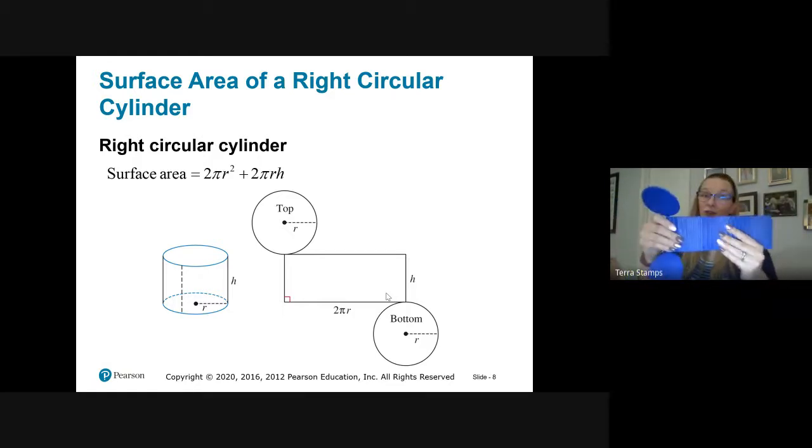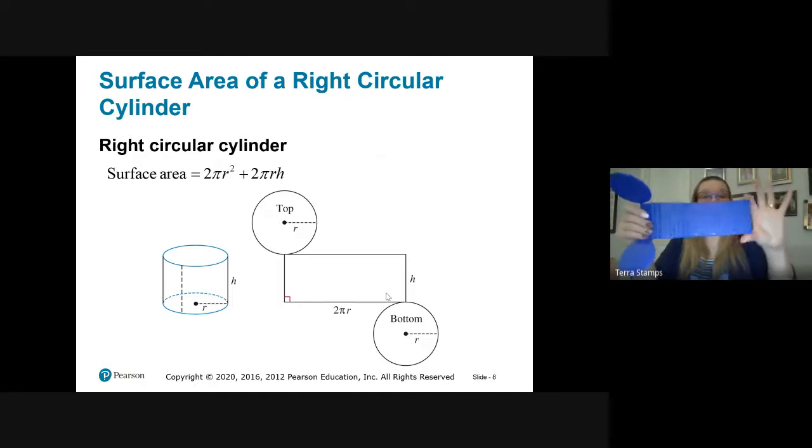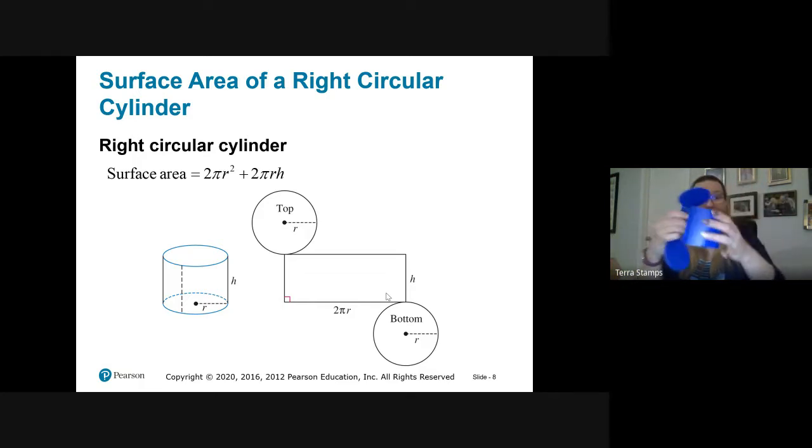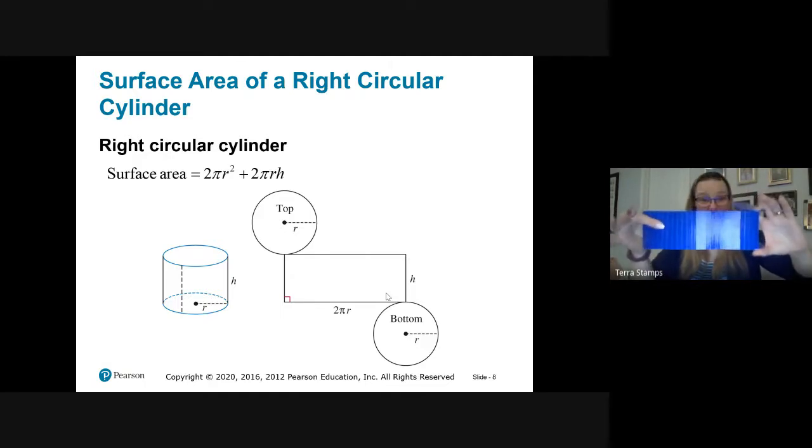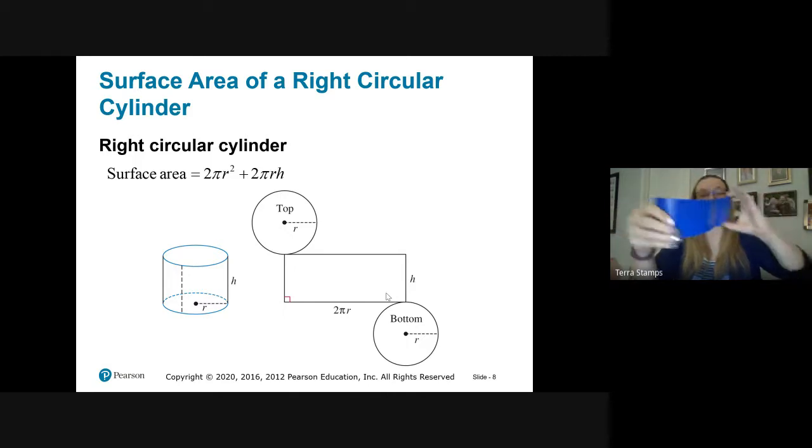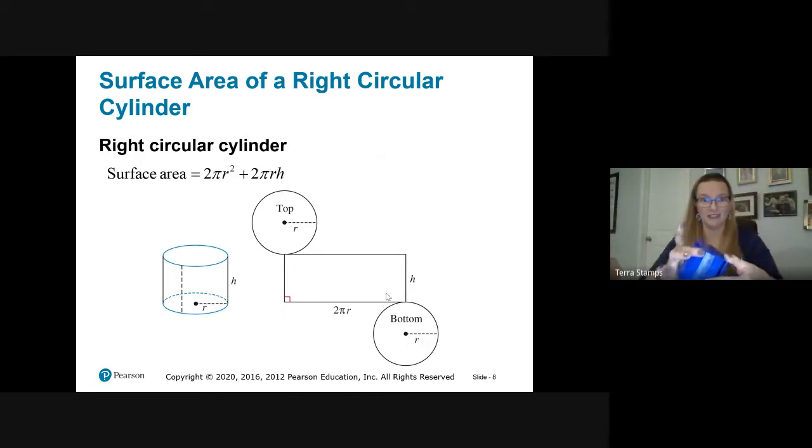Now, the rectangle has an area of length times width. So this distance right here is the height of the cylinder, right? So that's the height. How long is the cylinder? Well, the length of this rectangle. Sorry, I didn't say cylinder. The length of this rectangle is just the circumference. That's the 2 pi r.